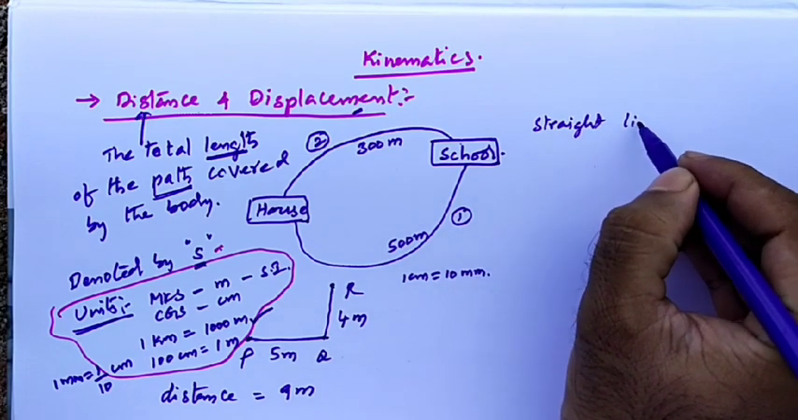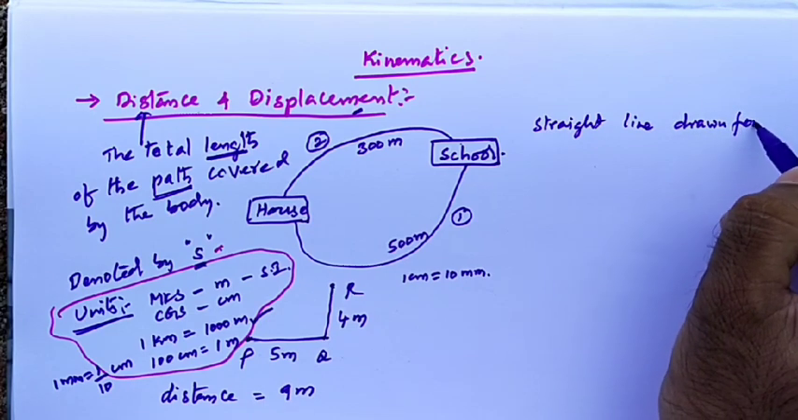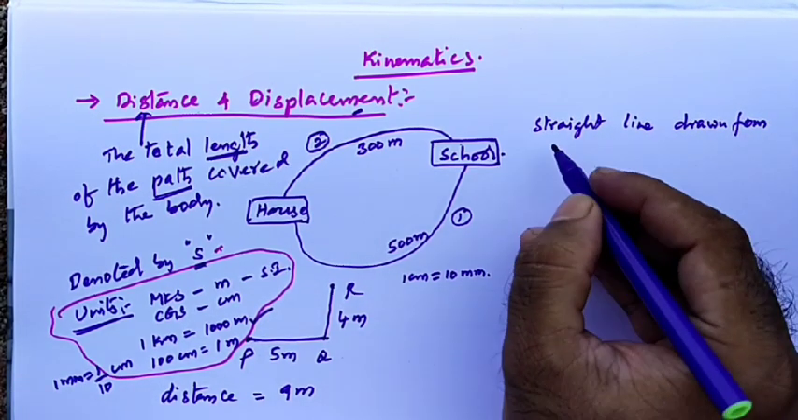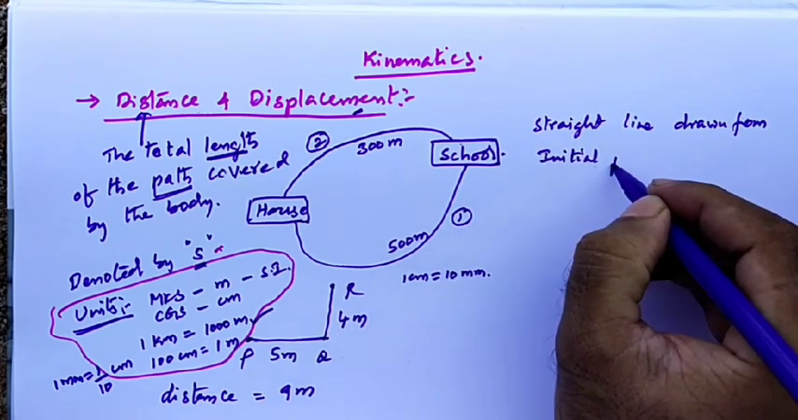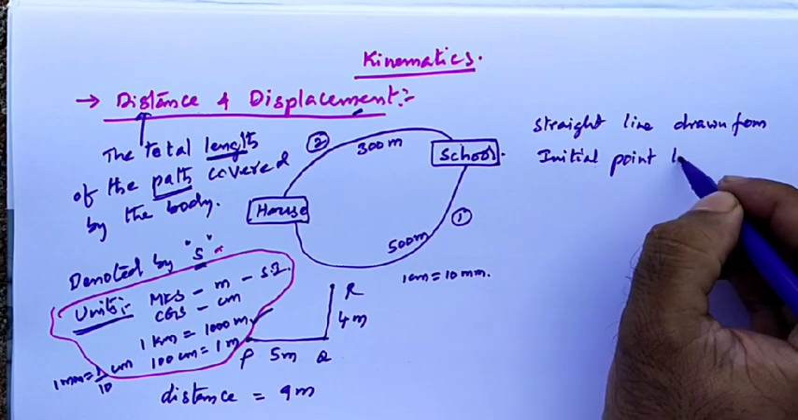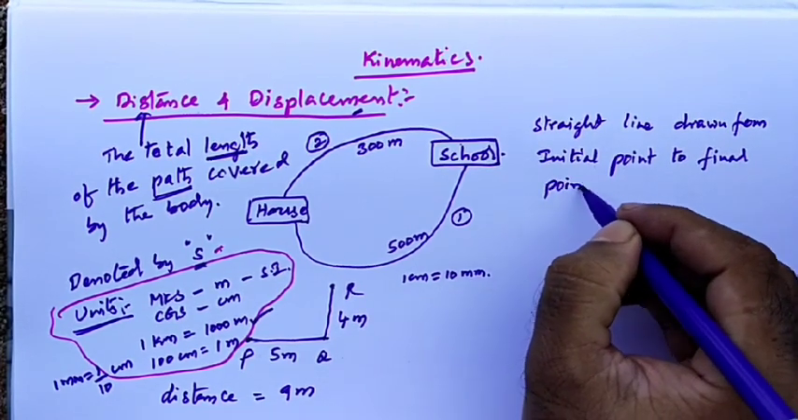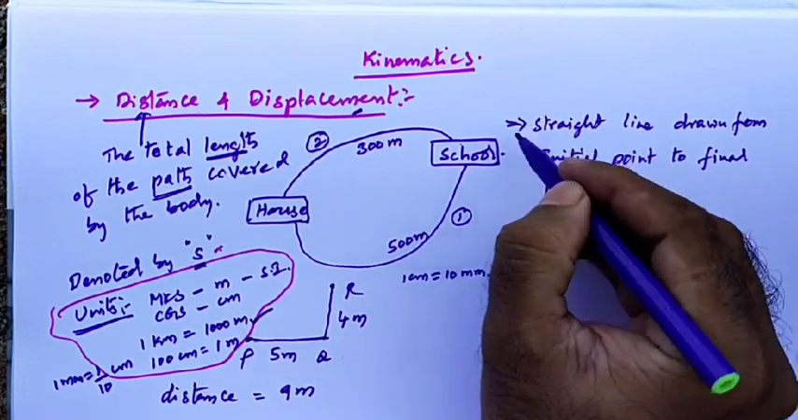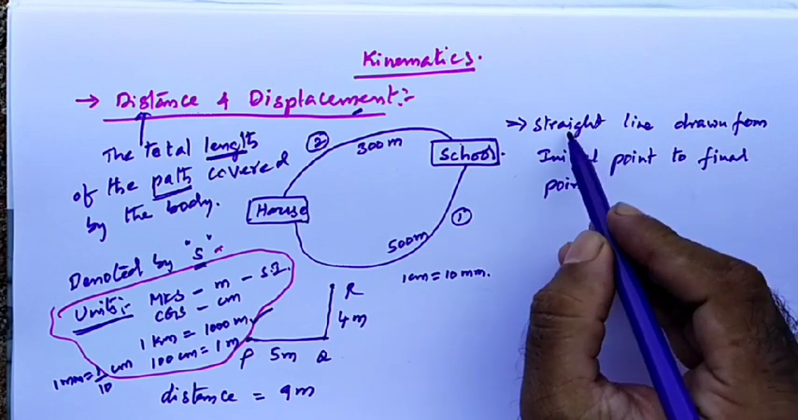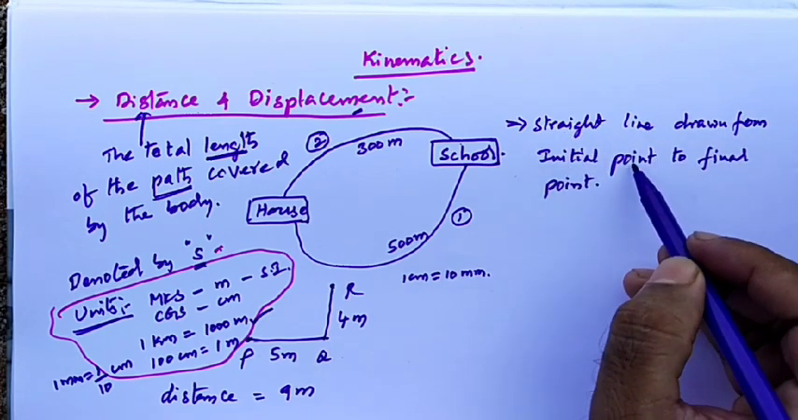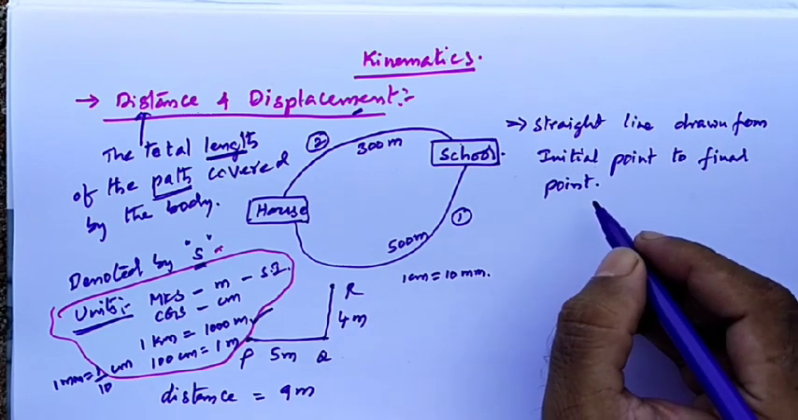What is that? A straight line drawn from initial point to final point. This is displacement. What is that? A straight line drawn from initial point to final point. You need to identify first which is the initial point and which is the final point.